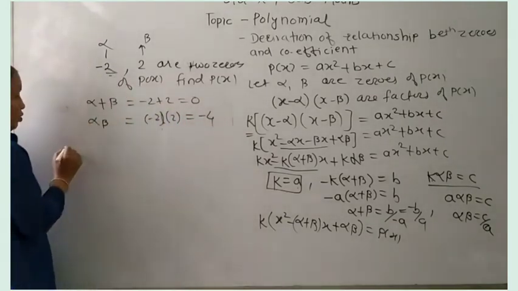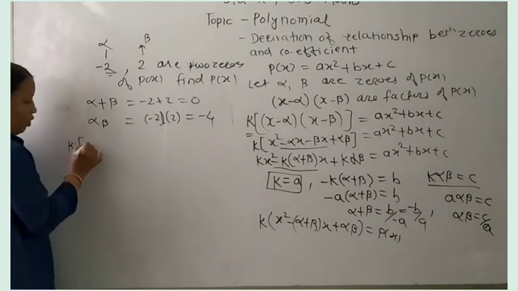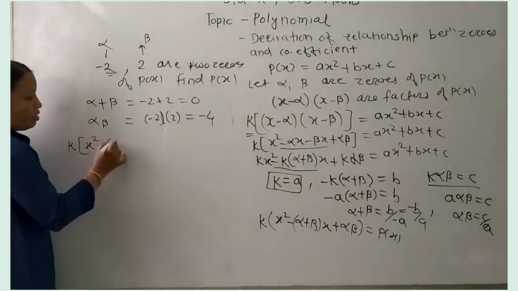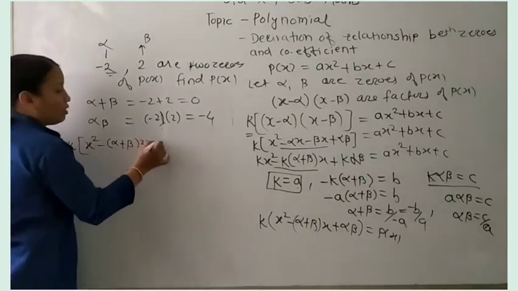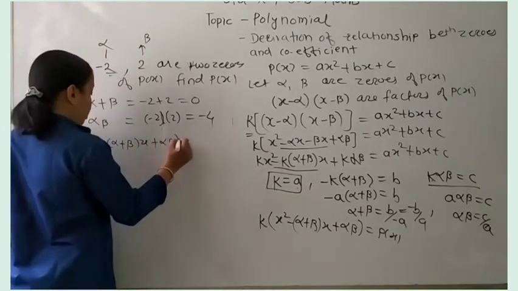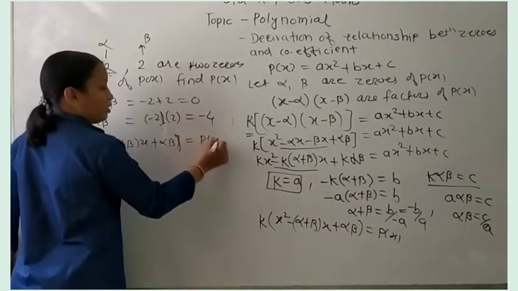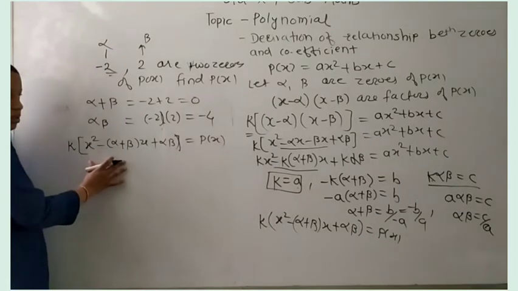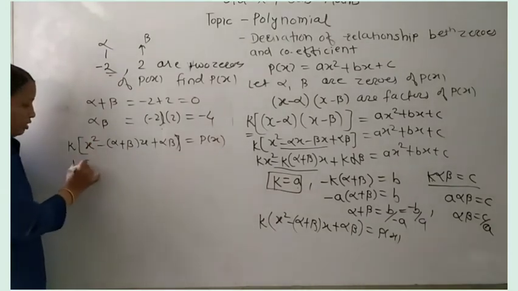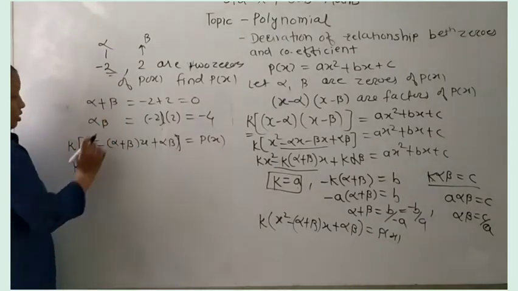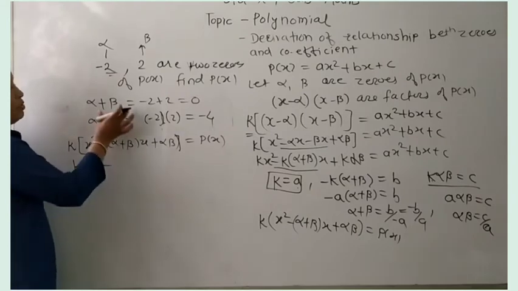Now just put the value. What is the standard form? First write the standard form. k in bracket x square minus alpha plus beta into x plus alpha beta. This is your p of x. This you have to write completely. Now k as it is. What is your x square? x square minus alpha plus beta, what is it for you?